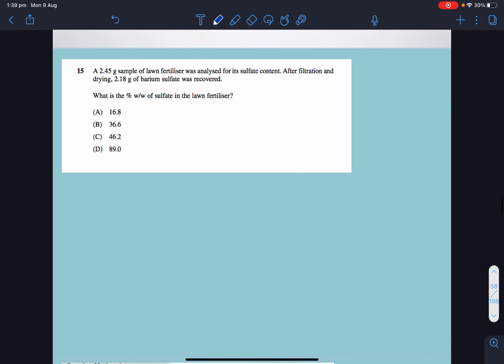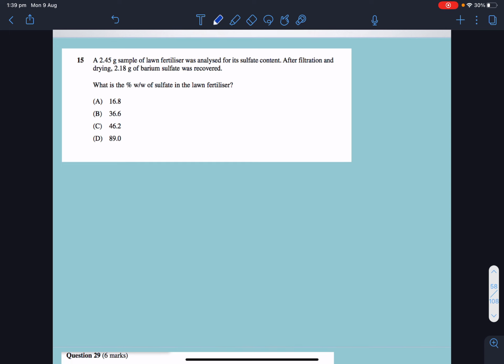Alright, so let's do a practice problem. A 2.45 gram sample of lawn fertilizer was analysed for its sulfate content. After filtration and drying, 2.18 grams of barium sulfate were recovered. Okay, what is the percentage weight for sulfate of the lawn fertilizer? Okay, so we've got 2.18 grams of barium sulfate, and we want to know what mass is just sulfate. So there's several ways that we can do this, but I think the best is just to go to how many moles of barium sulfate do we have.